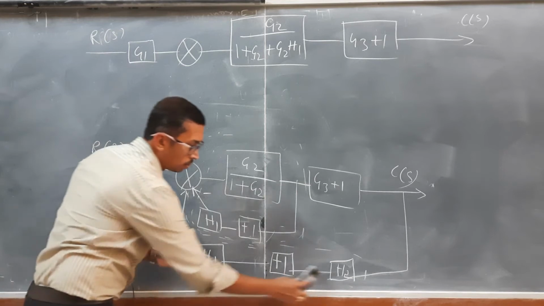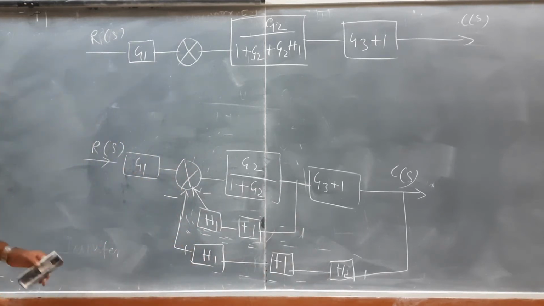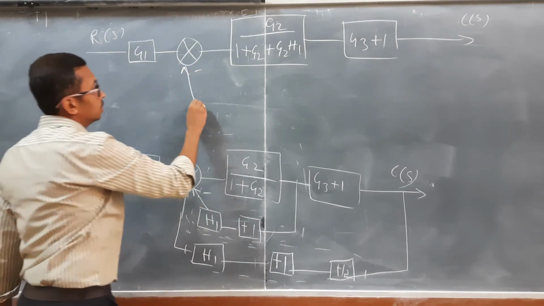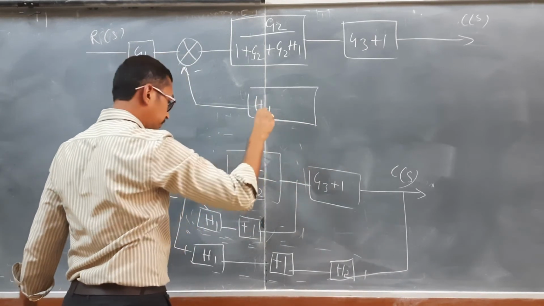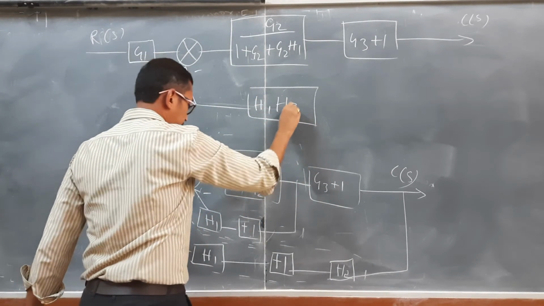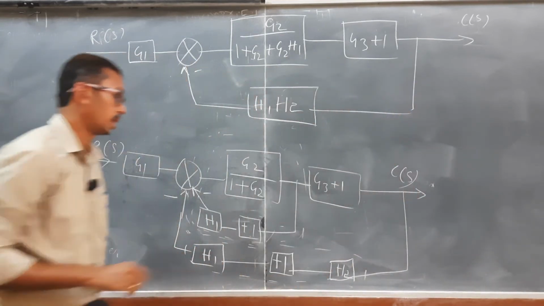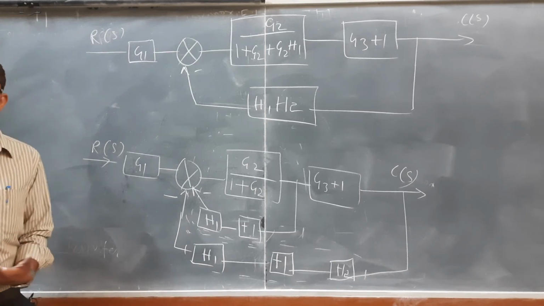Now these three blocks are in series. We need to do the multiplication of those three blocks. So it will be minus over here. So it will be what? H1 and H2, and finally the feedback path. So now it has been reduced, right? So what is the next step?